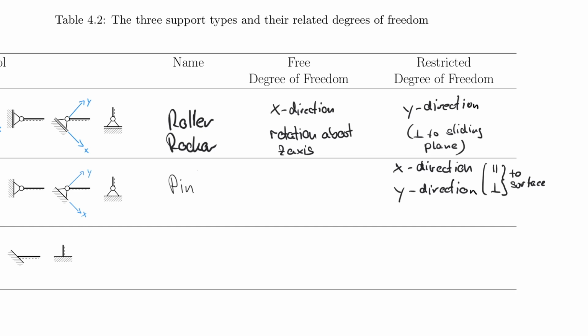However, just as the roller, the pin also has the circle here, and that means this thing is allowed to move and to rotate about the z-axis. So therefore we have a degree of freedom that is free. I know that sounds like a double free degree of freedom, right? But it gets the point across. So we have rotation about the z-axis.